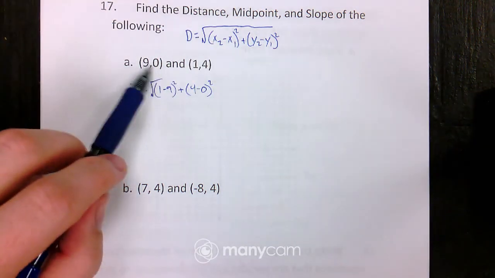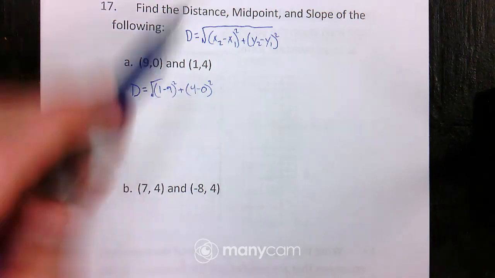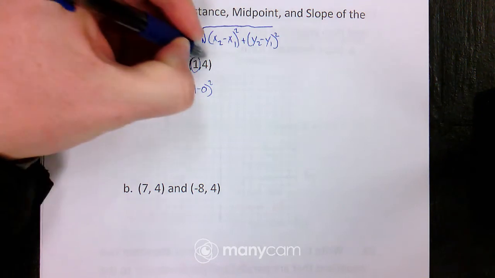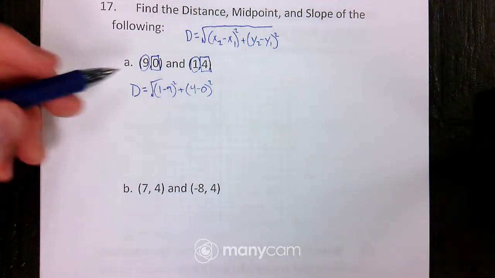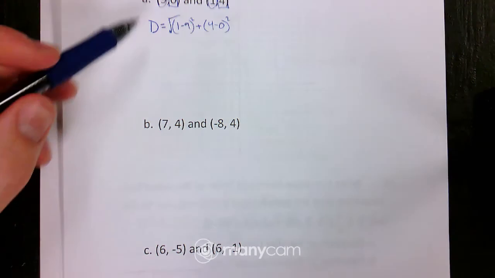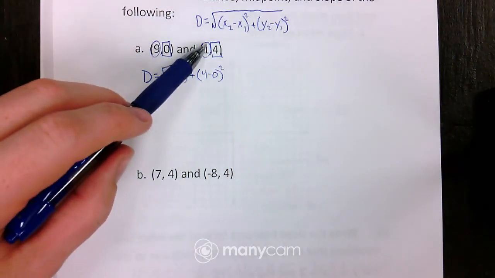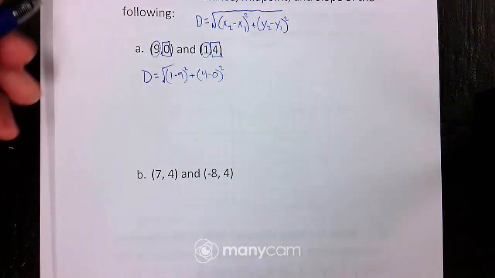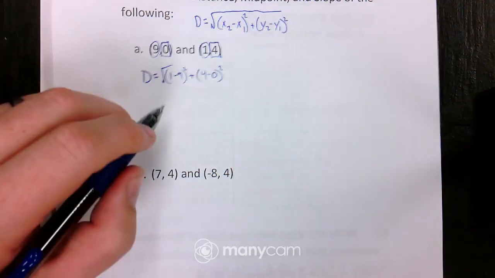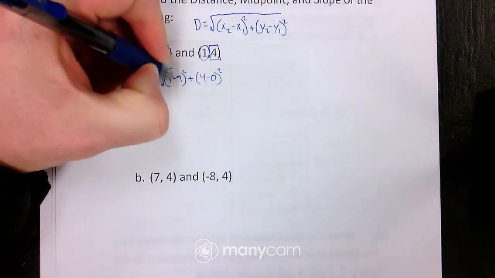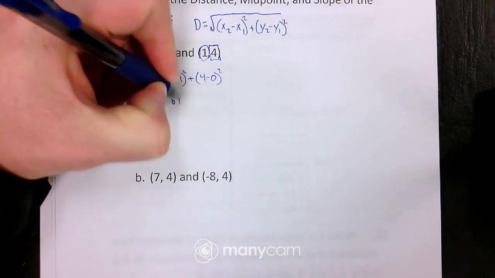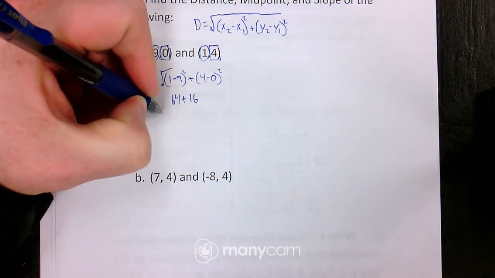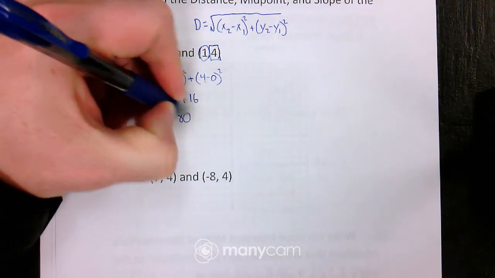Now, a lot of you will do 0 minus 9 and 4 minus 1. Don't do that. You match your x's up and your y's. It doesn't matter which one goes first as long as the same one goes first in both. So if this is x1, y1, then this has to be x2, y2. But if you make this x2, y2, then this has to be x1, y1. I usually just do them in order so I don't get confused. So that's negative 8 squared, which is 64, plus 4 squared, which is 16. Add those together, 80.